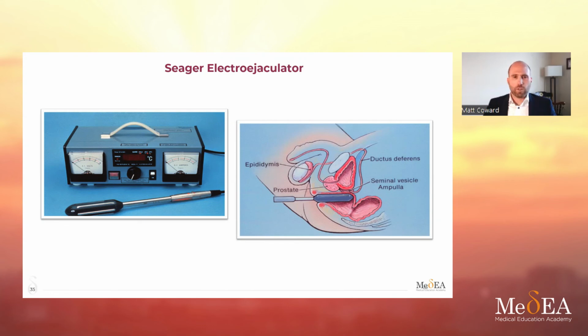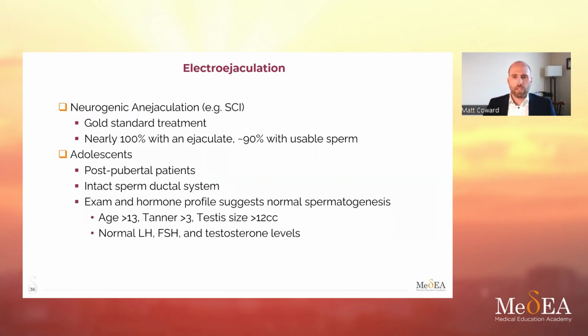This is done with a device called a Seager electroejaculator. The small probe is positioned just over the prostate. This is done with anesthesia in men who are sensate, and can be done in men with spinal cord injuries. It can be done awake.